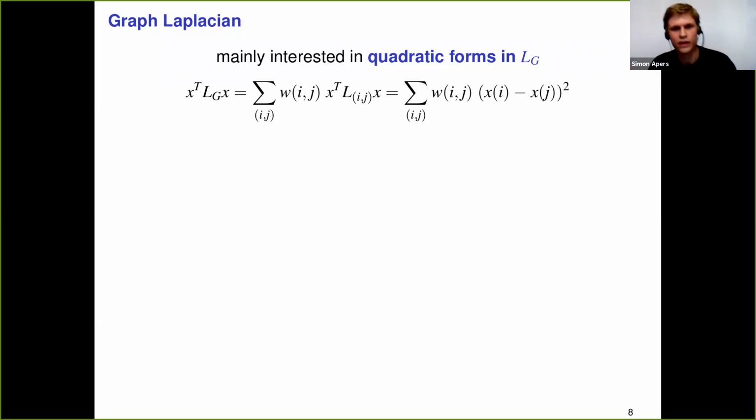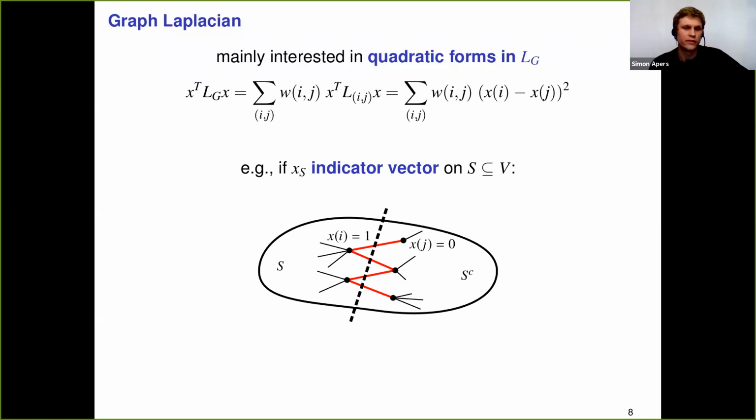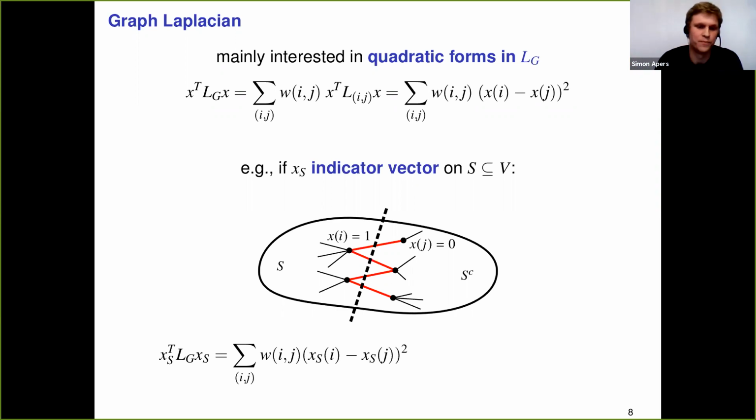To get some feeling for this, consider the following situation where the input vector x is the indicator vector on some subset S. So it's equal to 1 for all indices which are in S and 0 for all indices which are in the complement of S. Then this quadratic form reduces to something very nice, namely this squared difference will be equal to 1 when ij crosses the cut, whereas it will be equal to 0 when it does not, right? So in the picture, only the red edges contribute with value 1 to the sum, and the others do not contribute. So basically this quadratic form expresses the value of the cut S versus S complement in the graph G, all right?